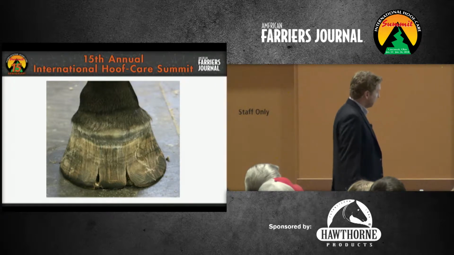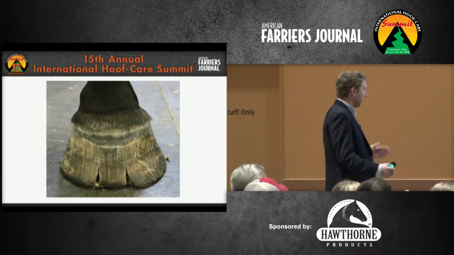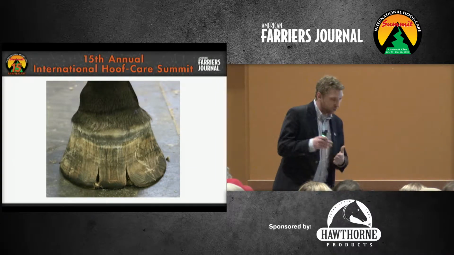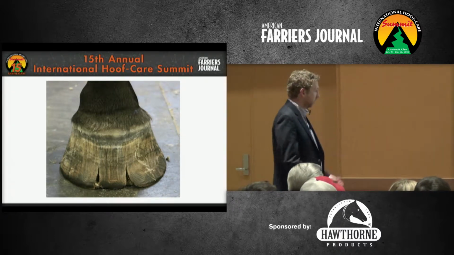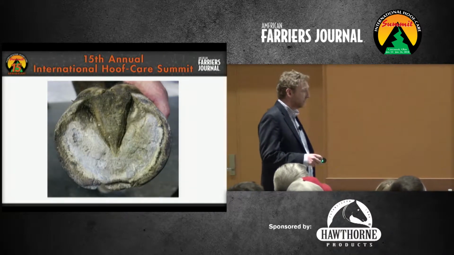Okay, and so again, just to show you some more examples of very classic white line disease that we see, ultimately results in these small proximo-distal dorsal hoof wall cracks. This is what it looks like from the outside. That's what it looks like from the bottom. So you can see the big separation.